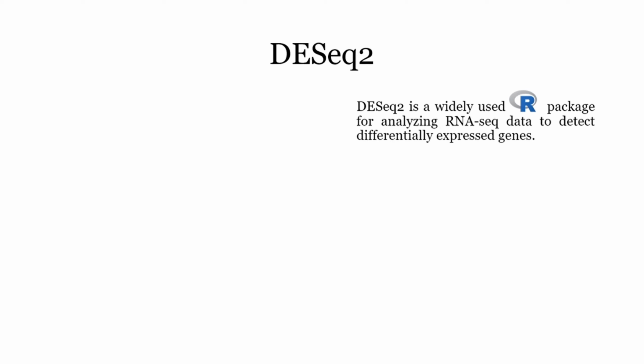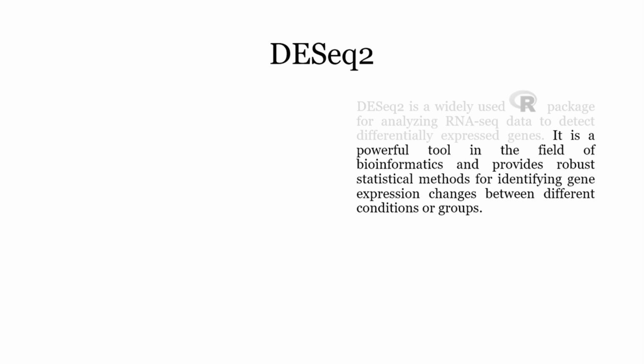In this video we are going to talk about the DESeq2 package and how it works. DESeq2 is a widely used R package for analyzing RNA-Seq data to detect differentially expressed genes. It is a powerful tool in the field of bioinformatics and provides robust statistical methods for identifying gene expression changes between different conditions or groups.